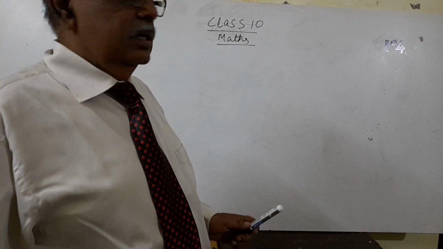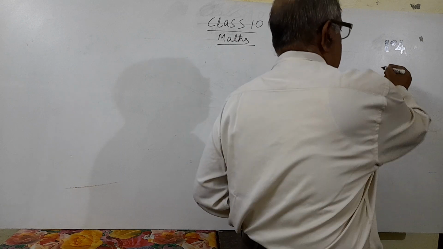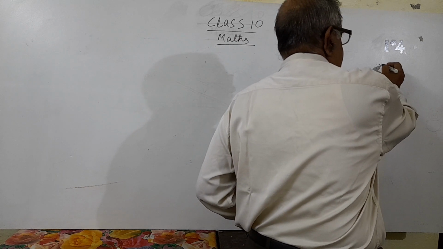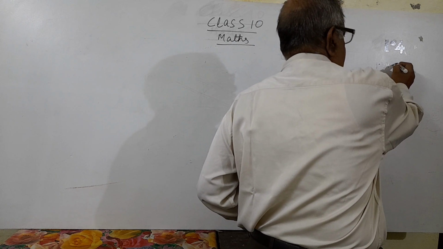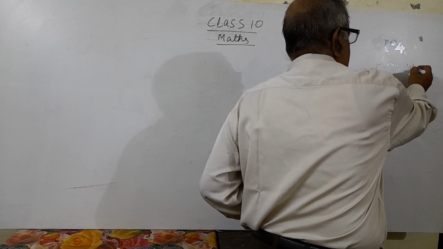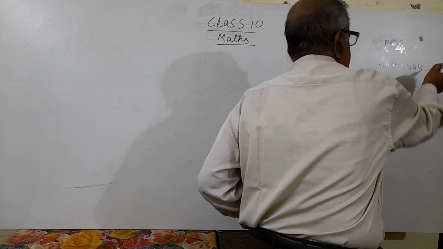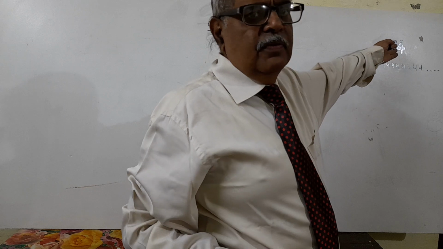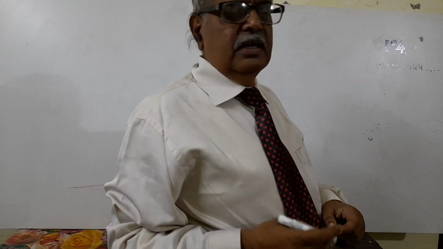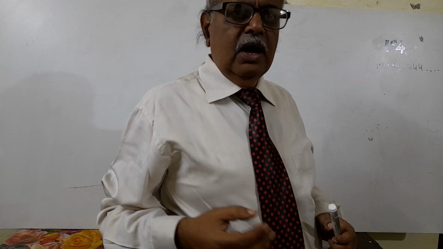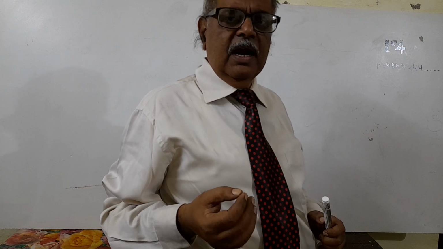Decimal number. This is 1.4. Here we can also have 1.444444, I don't know how many fours. So this is one type of decimal, and this is another type of decimal. How many types of decimal are there?